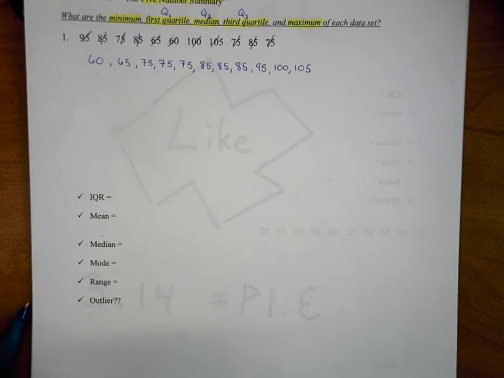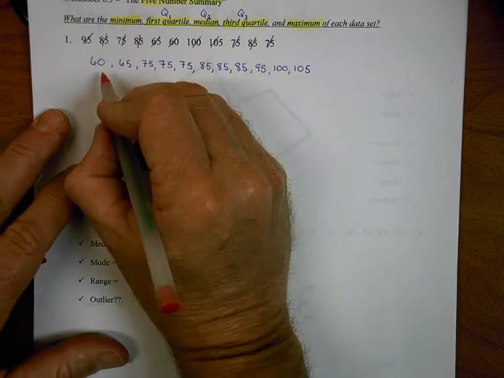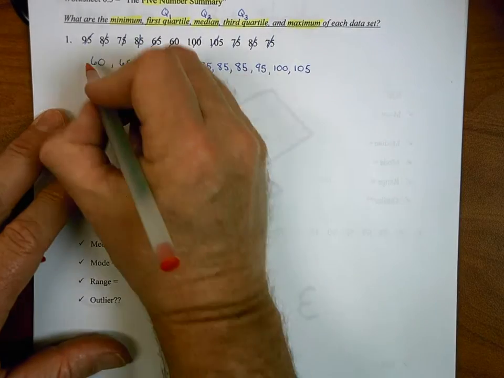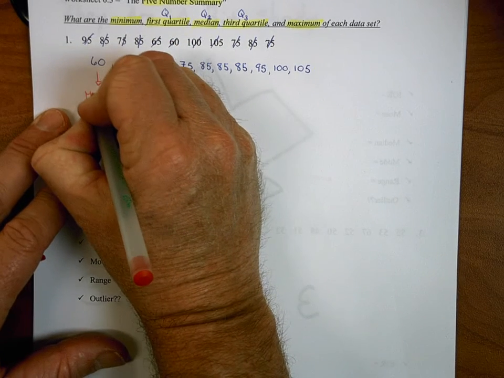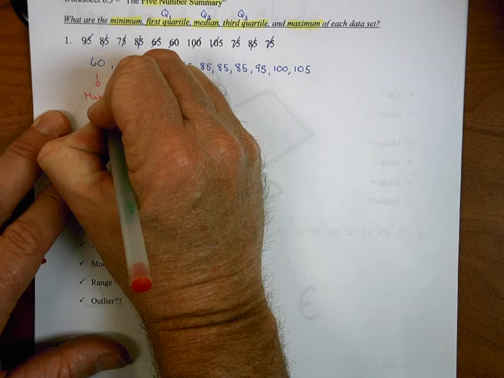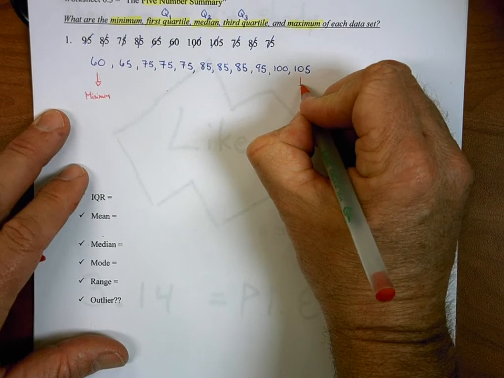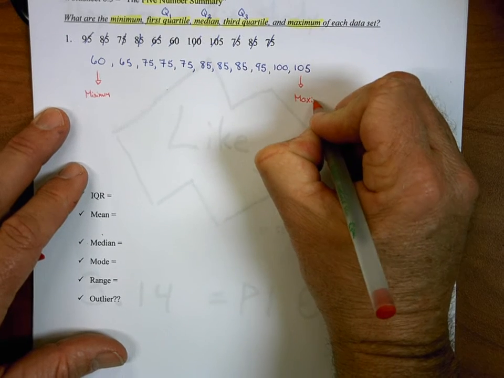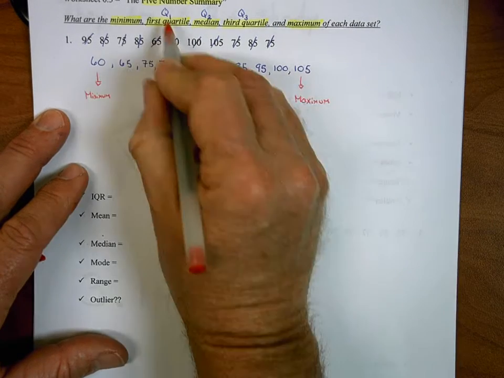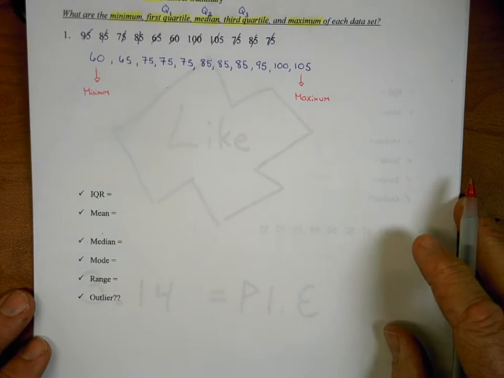All right, so I want to do the 5-number summary. So the minimum is going to be the least number after you put the numbers in order. So 60 is going to be my minimum. The maximum is going to be your greatest number after you sort the numbers. So 105 is going to be my maximum. And this is the order that you want to find these values when doing the 5-number summary.